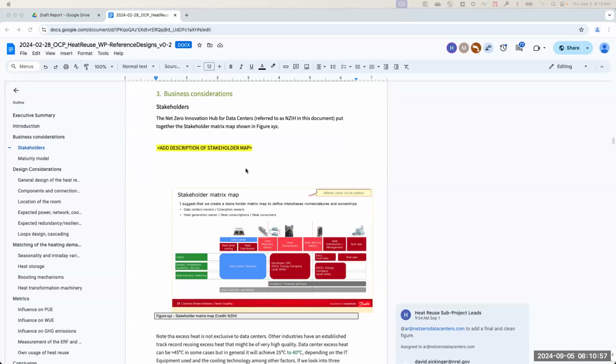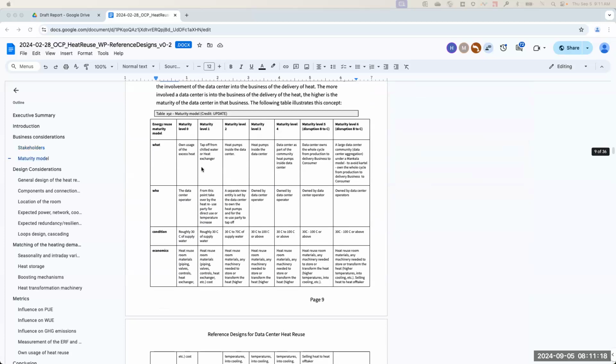We do now switch, and maybe in a smaller group we talked about moving the business considerations ahead of design considerations. So that's been done. I also reordered and put the stakeholder section first, because I think this is a nice stakeholder matrix map to show before we jump straight into the maturity model. And again, please shout out if people disagree or would like to discuss any of this.